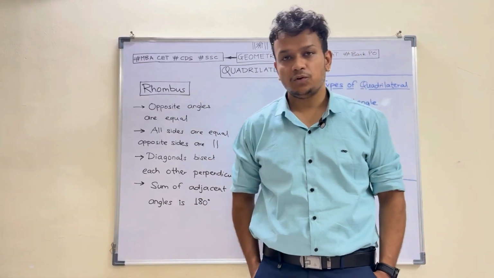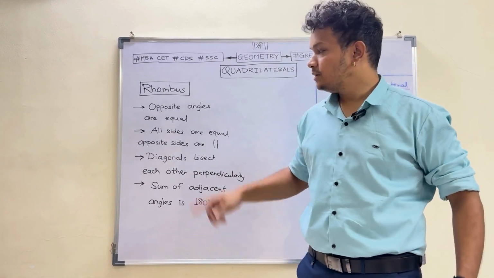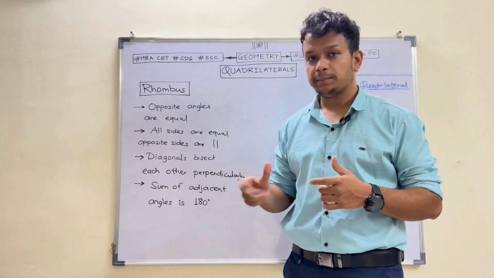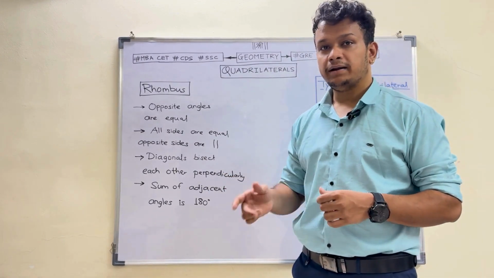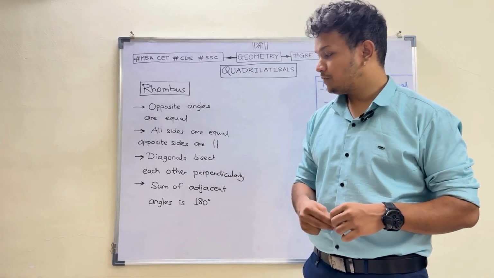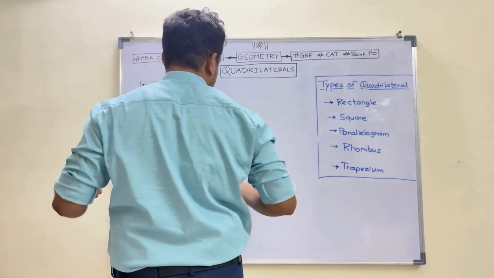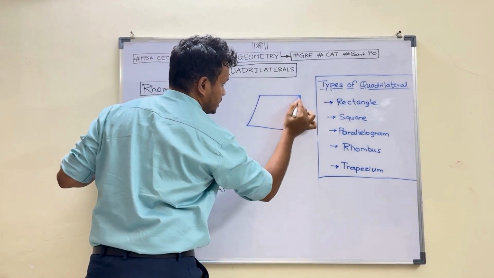So a rhombus has four major important properties. The first property tells us opposite angles are equal. The second property tells us all sides are equal and opposite sides are parallel. The third property tells us the diagonals bisect each other perpendicularly, and the fourth property tells us the sum of adjacent angles is 180 degrees. So I'll just quickly draw a rhombus here for reference. I'll name it rhombus ABCD.